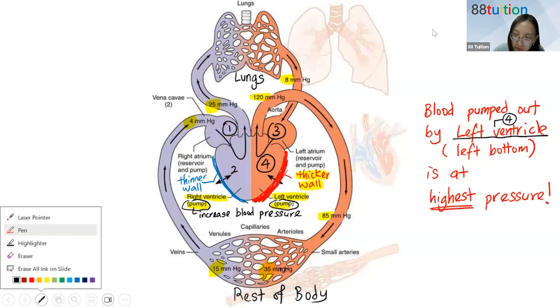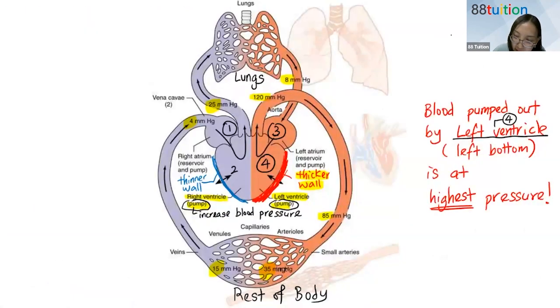The heart got 4 chambers. So let me just write here: heart has 4 chambers. That means 4 parts, 4 rooms, which I label 1, 2, 3, 4. In this sequence, blood will go from number 1 to number 2, go to the lung. From the lung, come back to the heart, number 3, number 4. And number 4 will pump the blood to the rest of the body. Is everybody clear? Number 4 is the most powerful pump. So any blood that comes out from number 4 will be at the highest pressure. So 120.